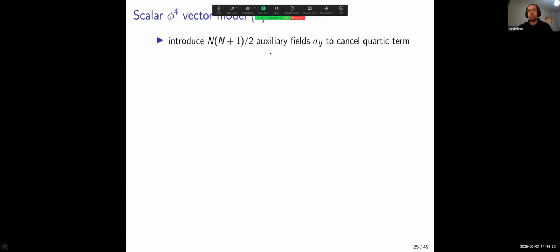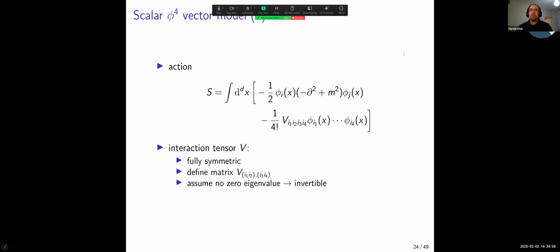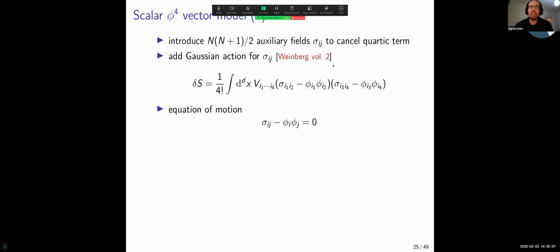So what we can do is to introduce of the order n square auxiliary field sigma ij to cancel the quartic term. So now when you look at this action, how should I write it, which term should I add to the action? There is a very nice trick from Weinberg in volume 2, where he says, okay, add this term in the action. So basically you just take V, the V tensor, and you replace 2 phi by sigma minus phi phi, and you do it twice.